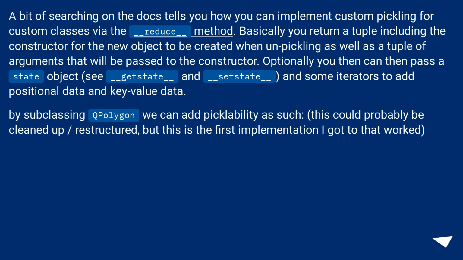A bit of searching in the docs tells you how you can implement custom pickling for custom classes via the __reduce__ method. Basically you return a tuple including the constructor for the new object to be created when unpickling, as well as a tuple of arguments that will be passed to the constructor. Optionally you can pass a state object, __getstate__ and __setstate__, and some iterators to add positional data and key value data. By subclassing QPolygon we can add pickleability as such. This could probably be cleaned up and restructured, but this is the first implementation I got to that worked.